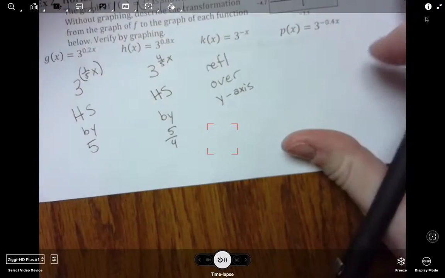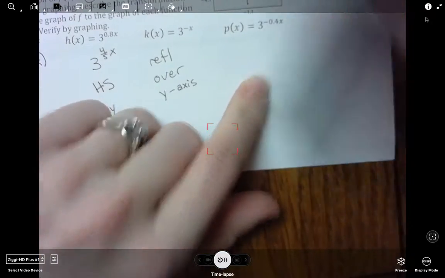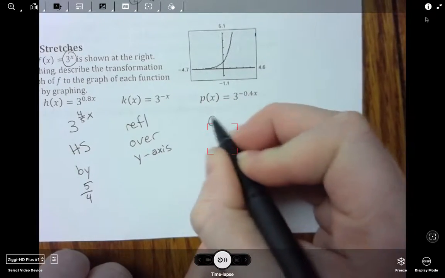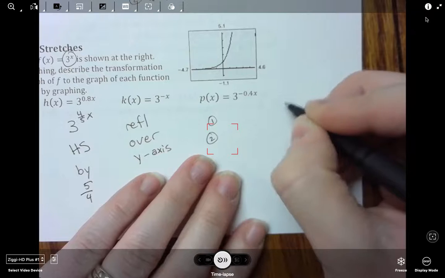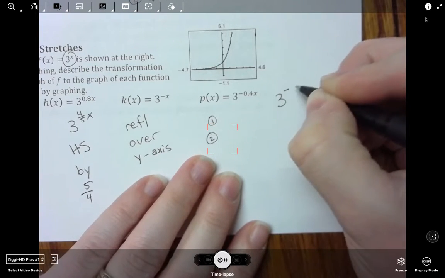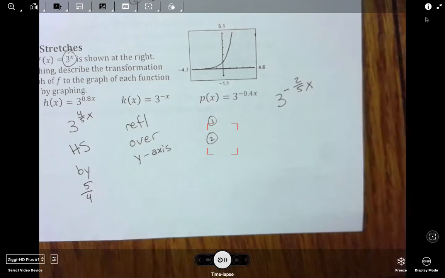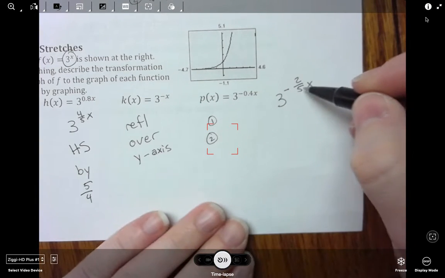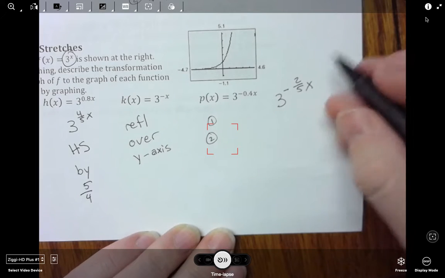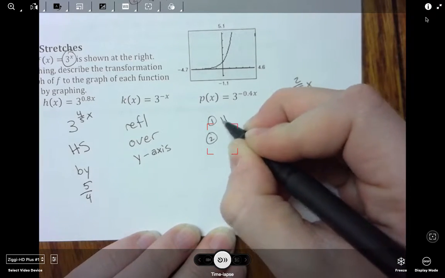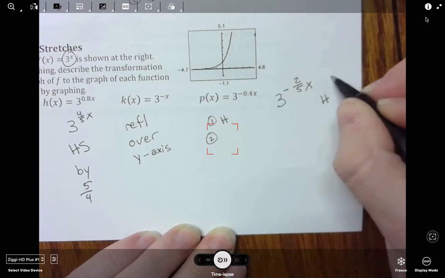Okay. And then this last one, oh, I'm all the way up there. This last one has two things happening. 1, 2. So I'm going to write this again as negative 4 is 2/5 x. Okay, so let's worry about the 2/5 first. Since it's in the exponent there, it is going to be a horizontal something. I'll do horizontal something. Horizontal something by, flip it, is 5/2.